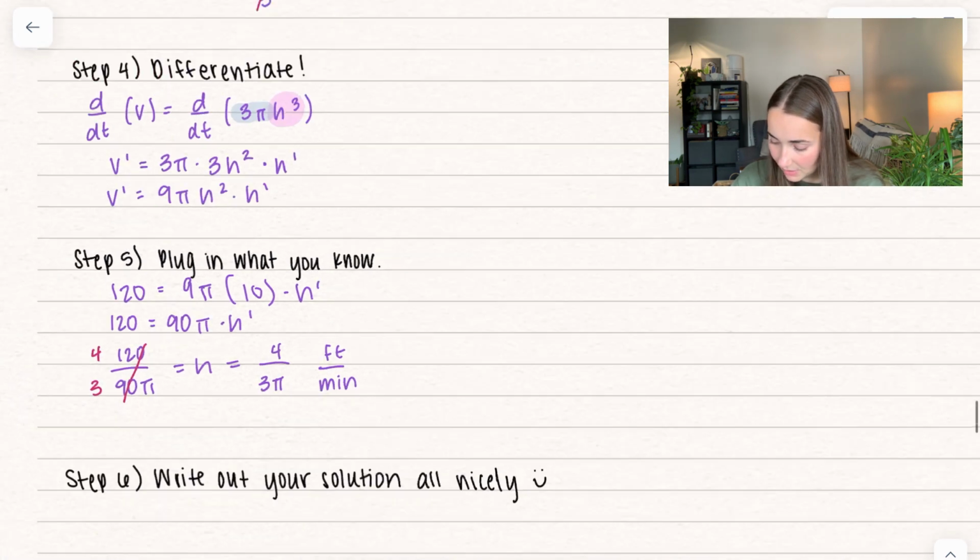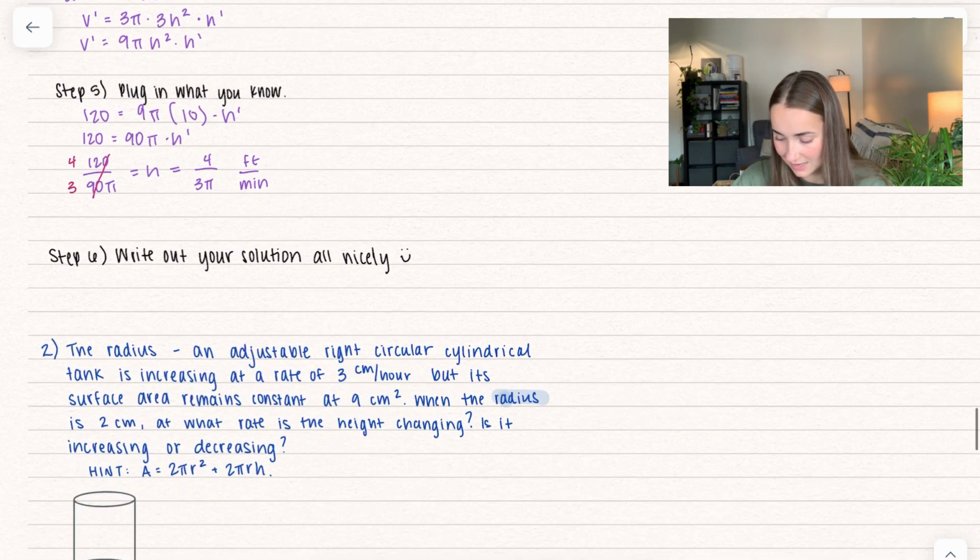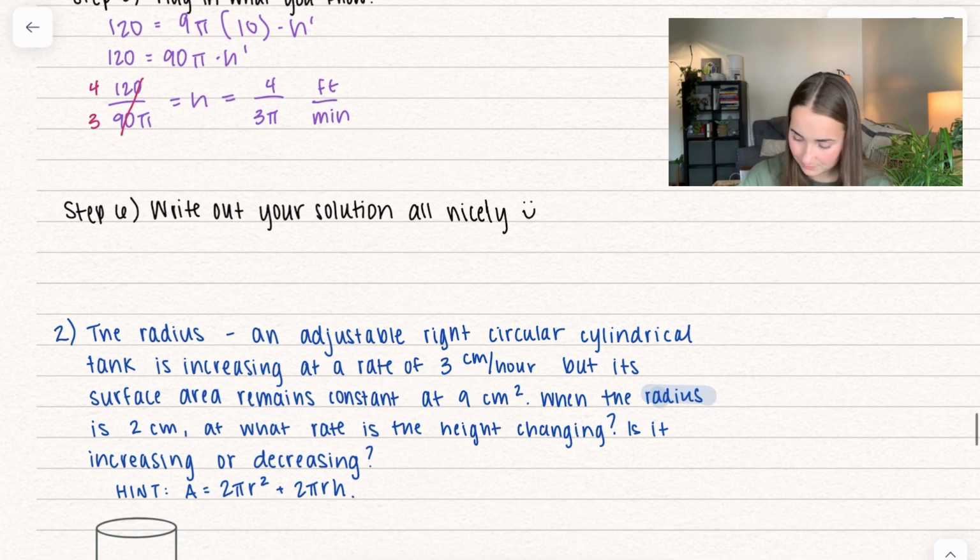So now our last step that we want to do is write out our solution very nicely. And so let me go ahead and do that.